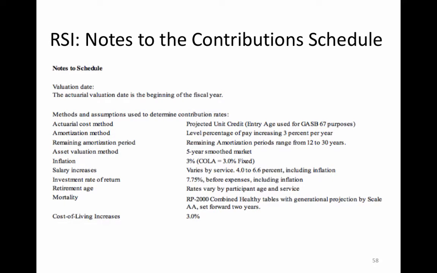I mentioned this earlier when I was talking about the contribution policy, that if a government presents a schedule of actuarially determined employer contributions, they will also present a note to that schedule that provides some information about how those actuarially determined contributions are calculated, basically talking about the assumptions and methods that go into it, retirement ages, mortality tables, what their assumption for inflation was, and so on and so forth.